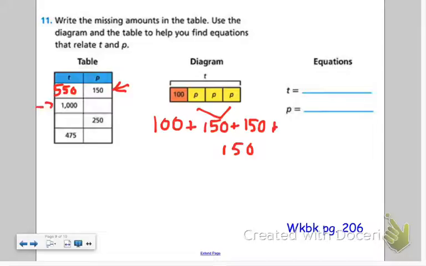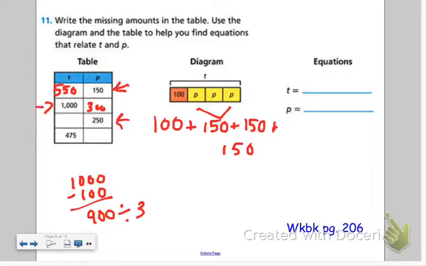Now look at this next one. Now I've got $1,000. That's my total payment, $1,000. So remember, if I have $1,000, I might start by taking out the $100 down payment, and that would be $900. And then I'm going to split that up into 3 equal payments, so 900 divided by 3 is going to be 300. In this one here, it looks like my payment is $250.